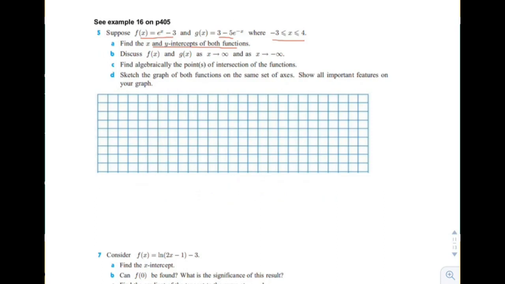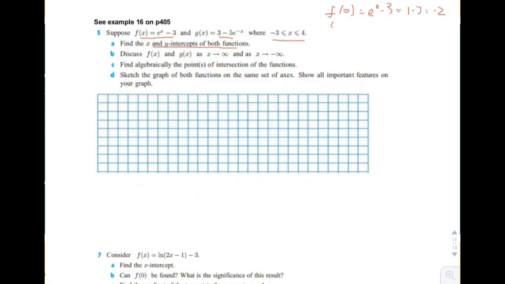Okay. Let's see. To find the y-intercepts, you insert x equals 0, and to find the x-intercepts, you set y equals 0. So let's try doing that. We'll do that for f first. f of 0 is equal to e to the 0 minus 3, which is 1 minus 3, which is equal to negative 2.